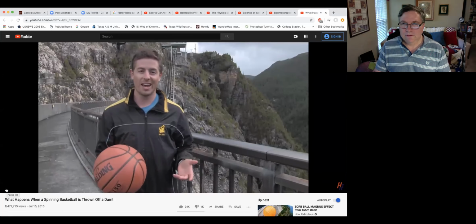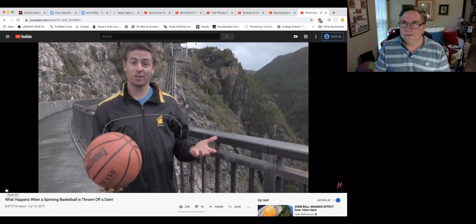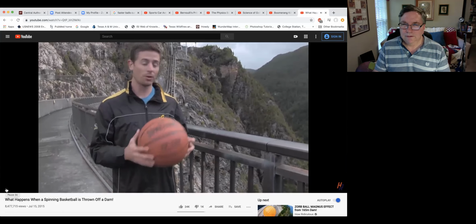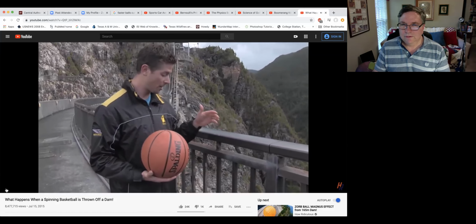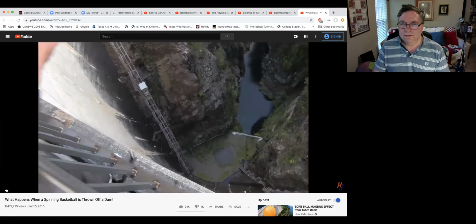We're here at the Gordon Dam, and what we're going to do is demonstrate from the very top the effect of spin on a ball. So we're going to get a basketball and drop it from 140 meters up, one without spin and one with spin, and see what happens.